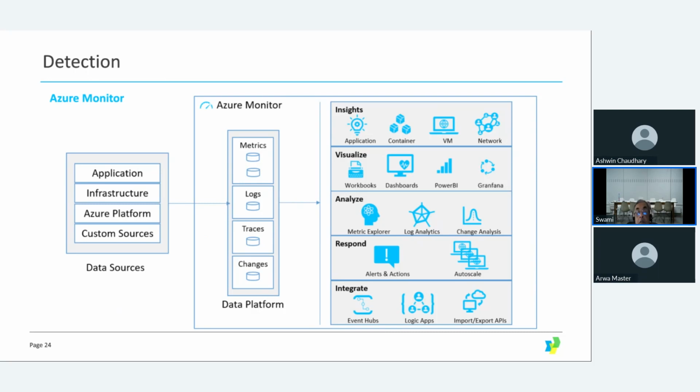When we talk about what it will monitor, it will monitor the metrics, the logs, traces, and changes that have happened in the infrastructure, changes that happened in the application, changes that happened in the database. All that will be monitored by this Azure Monitor tool, which has a lot of insights and visualization analysis, and based on the rules, it will respond to the anomalies that come up in the infrastructure or in the application or in the database.